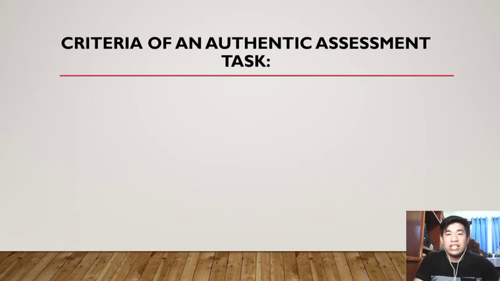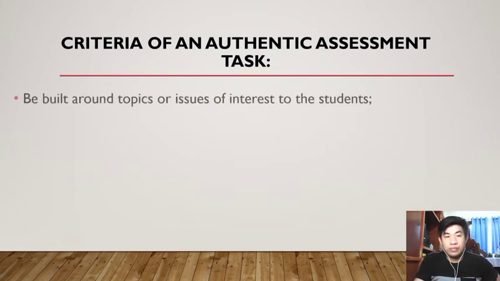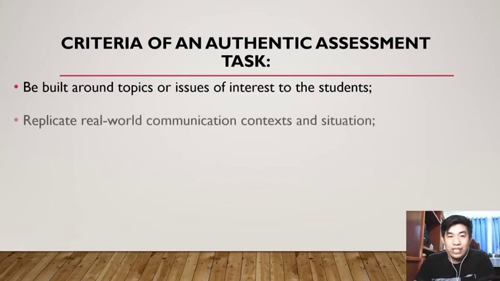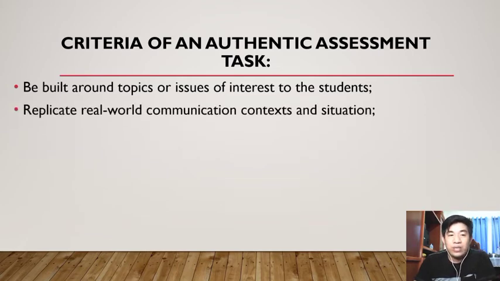Criteria of an authentic assessment. Be built around topics or issues of interest to the students. Remember, we are student-centered, so our top priority is to make sure that our assessment is really of interest to the students. Another is replicate real-world communication context and situation. Meaning, your authentic assessment should be genuine. It should be real life.